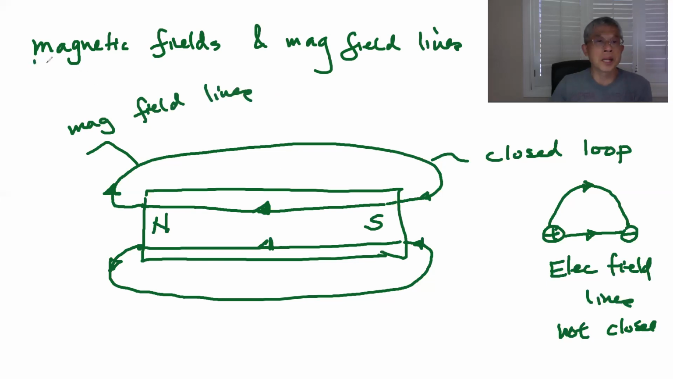But where is the magnetic field then? Let me change color here. Let's say you pick a point right there. The magnetic field will be going this way. I'm going to call that B. So B is your magnetic field at that point.